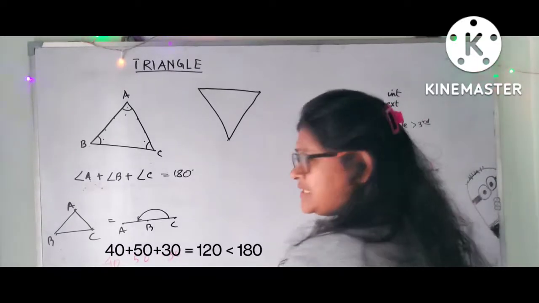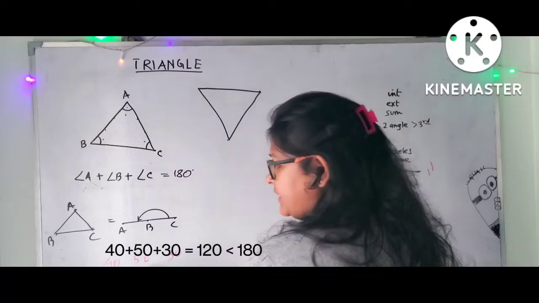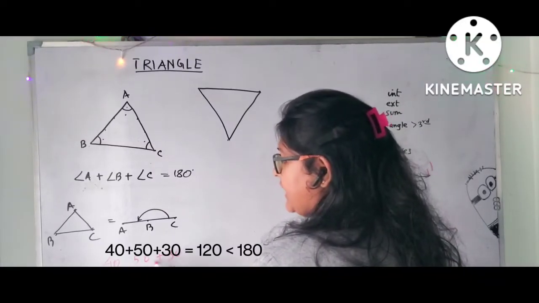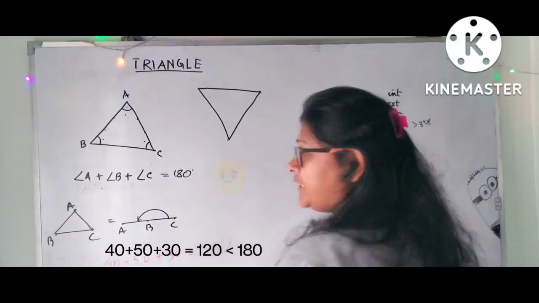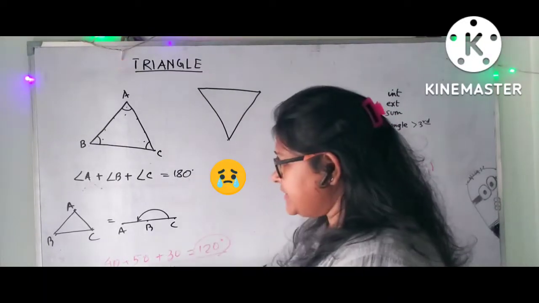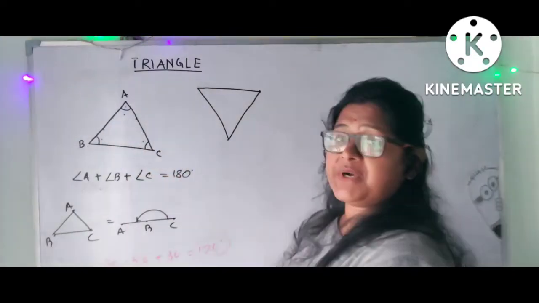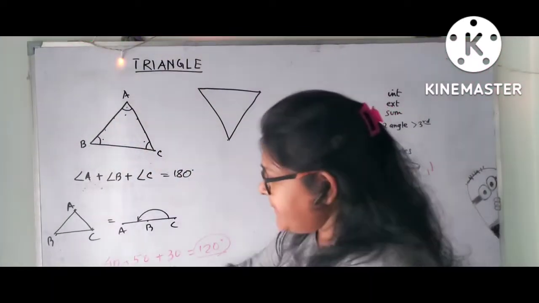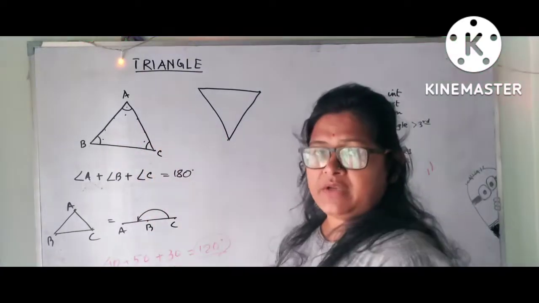Is it a triangle? 40 and 50 becomes 90. 9, 10, 11, 12. The addition is coming as 120. Is it equal to 180? No. That means these three are not the angles of a particular triangle. They can be angles, but in separate ways, not in this particular triangle.